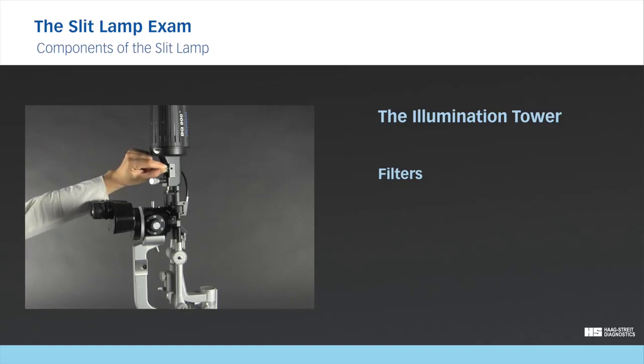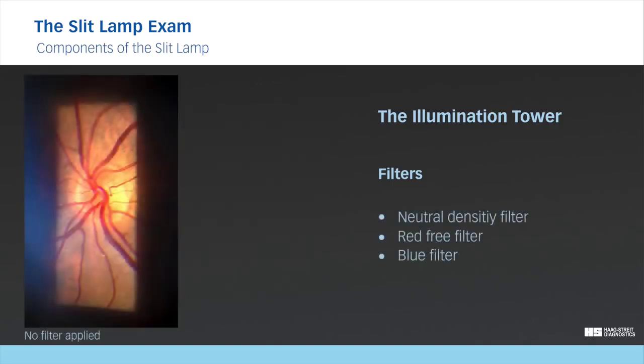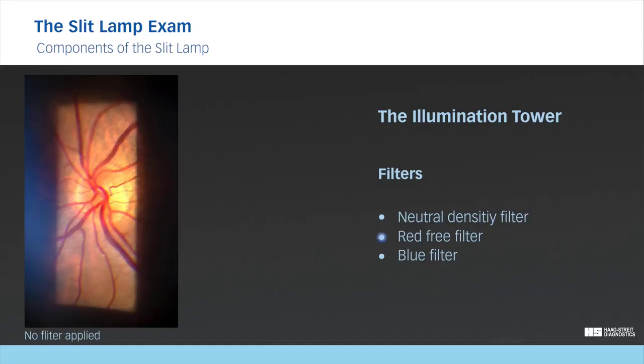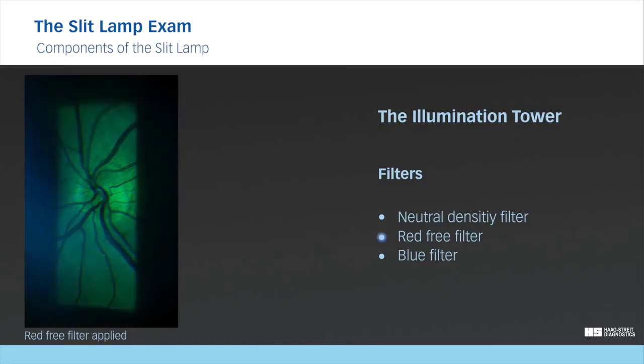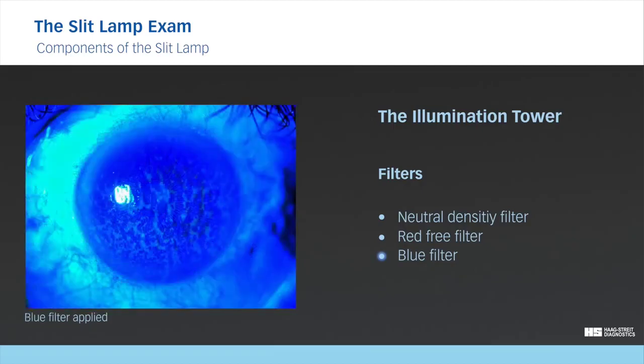These are put into place by moving the filter lever. For example, you may decide to use the neutral density filter to reduce the illumination brightness for the examination of the posterior segment. The red-free filter can be used to enhance contrast and is particularly useful when seeking to improve the visibility of blood vessels. The blue filter is used during the anterior segment examination in conjunction with sodium fluorescein. The blue light excites the fluorescence of the dye.